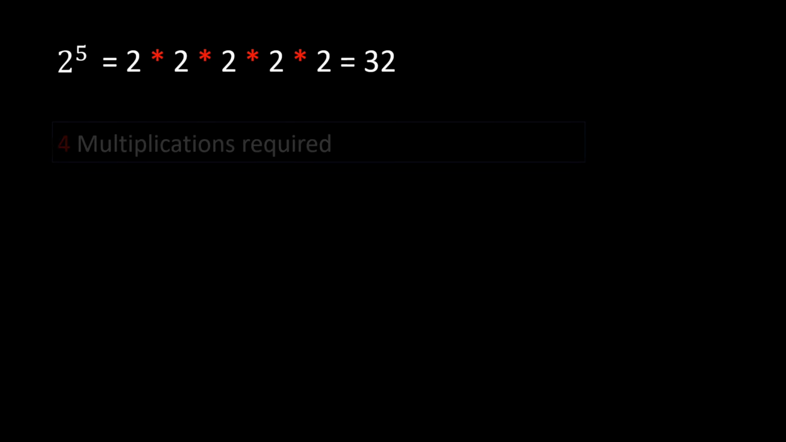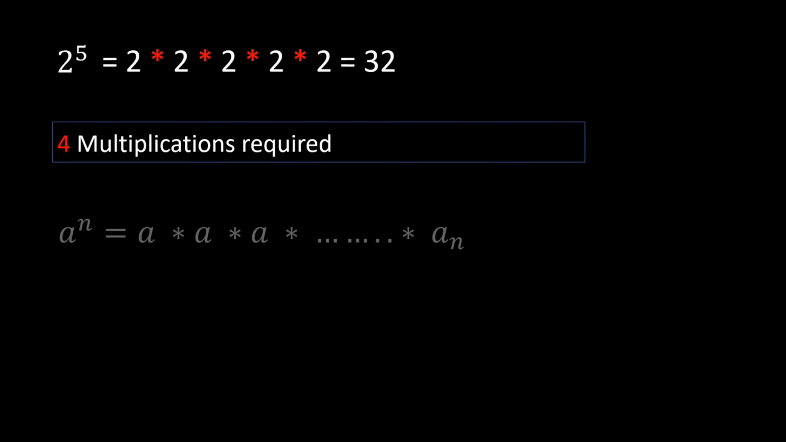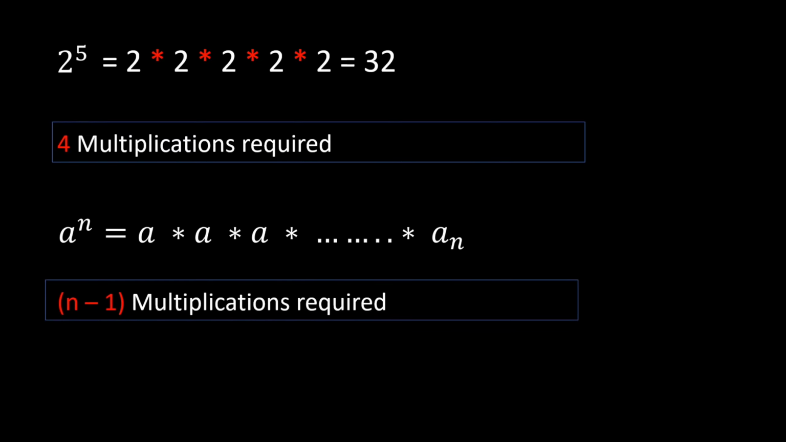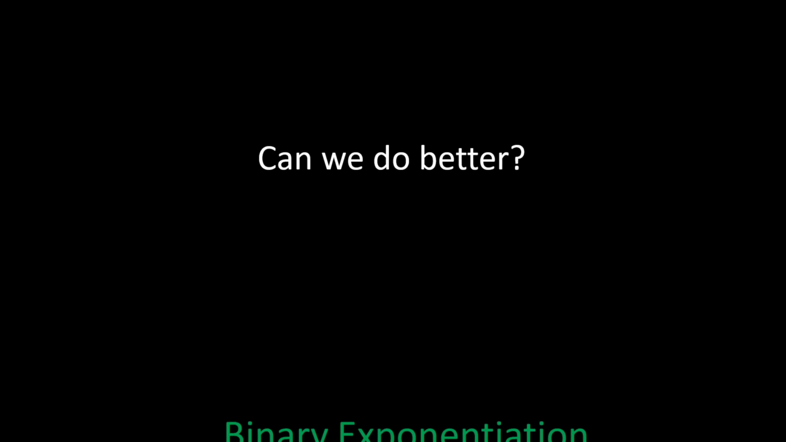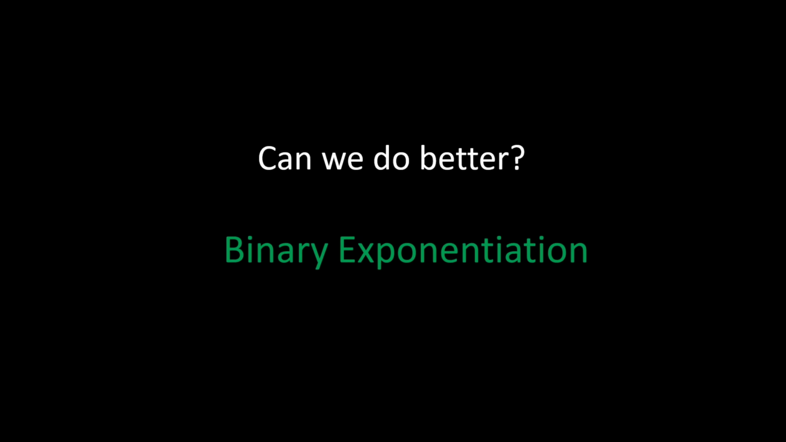Let's say you want to find out the value of 2 to the power 5. Well, you just multiply 2 with itself 4 times. That is, 4 number of multiplications are required. In general, if you want to find out the value of a to the power n, you'll require n minus 1 number of multiplications. But can we do better? Of course, by using a technique called binary exponentiation, you can actually reduce the time complexity from linear to logarithmic.